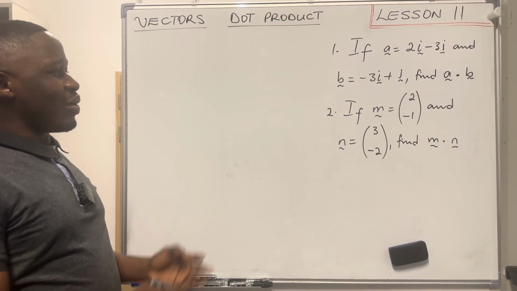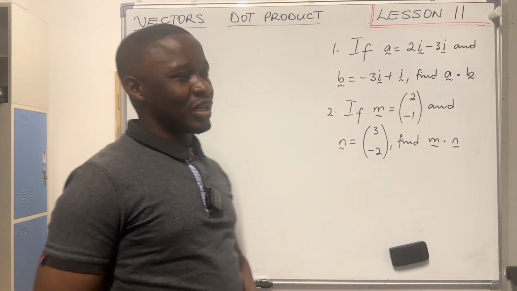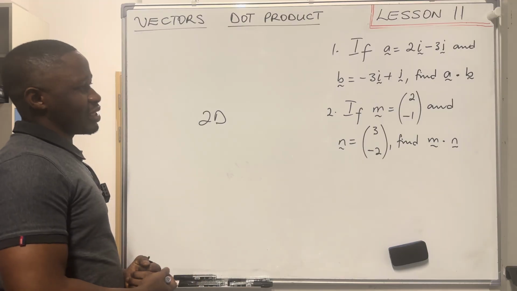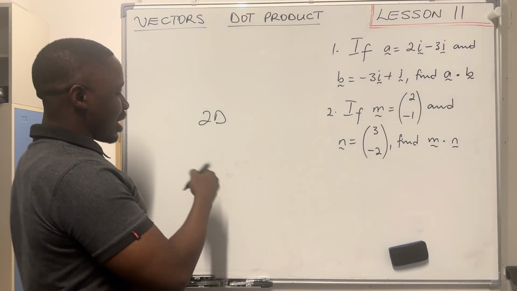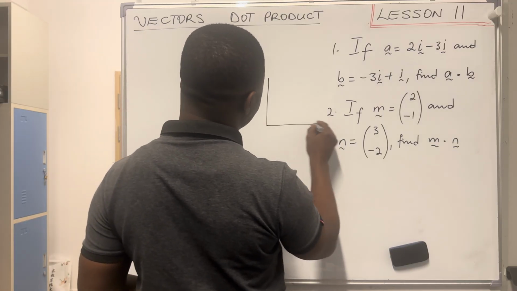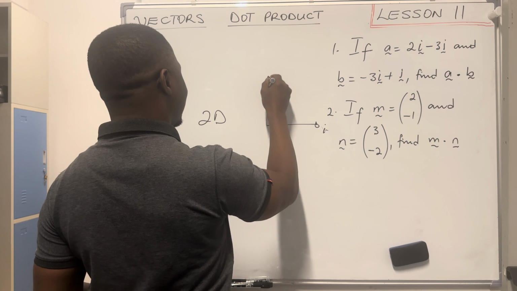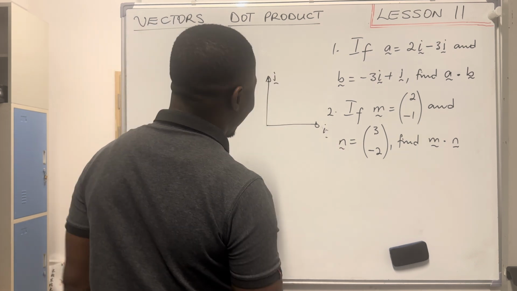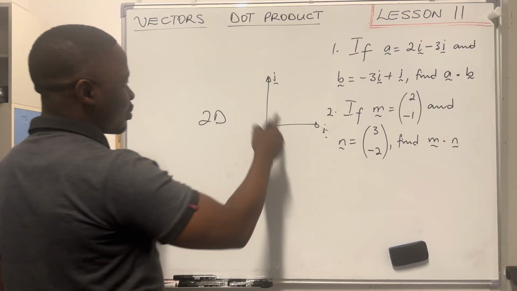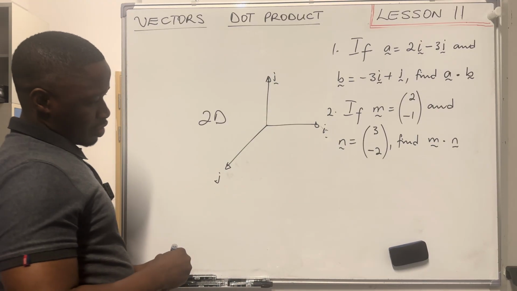Mind you, all the vectors that we have been using, I and J, are two-dimensional. For three-dimensional vectors, you have I, J, K. I and J, of course, have only these two. This is I, then this is J. But if we have three-dimensional, then we have I, J, K.